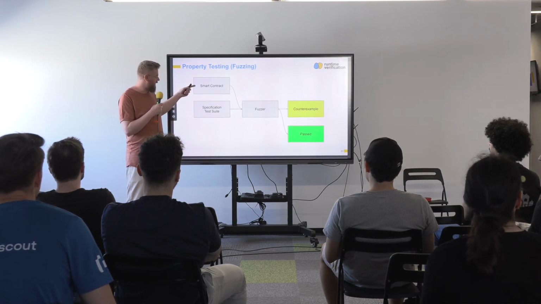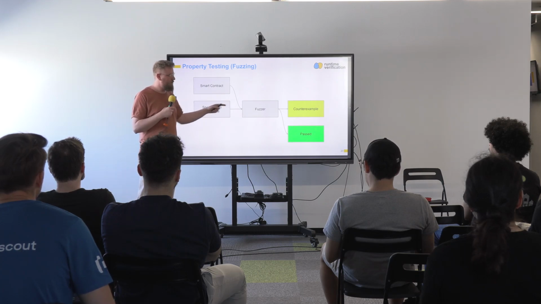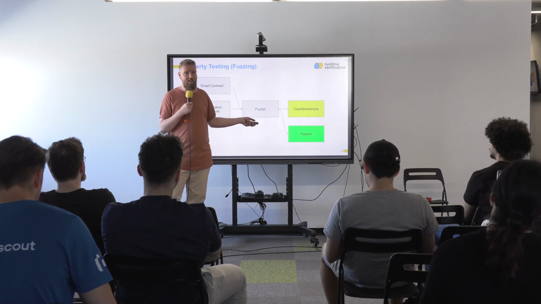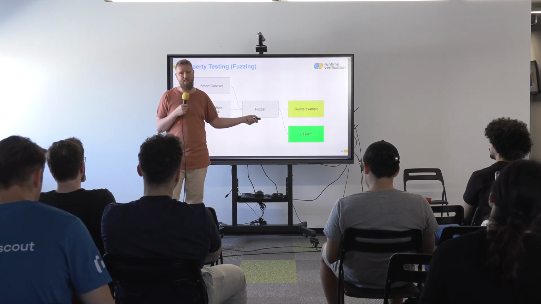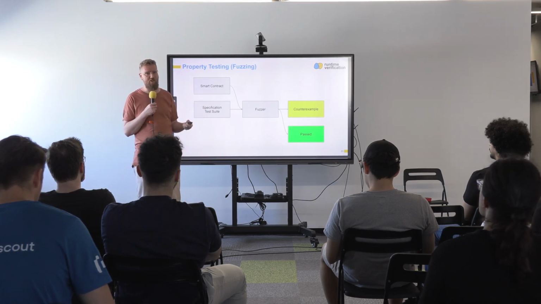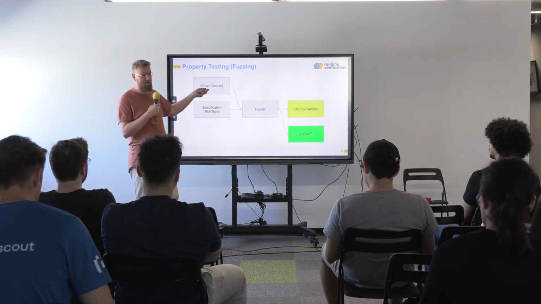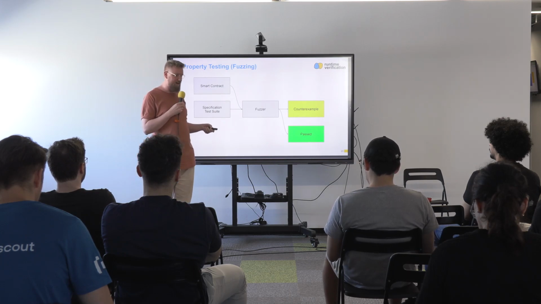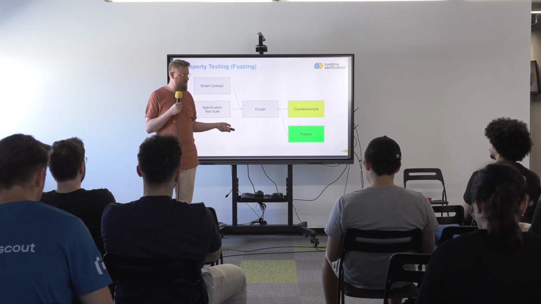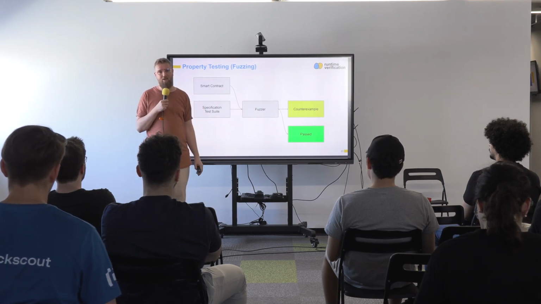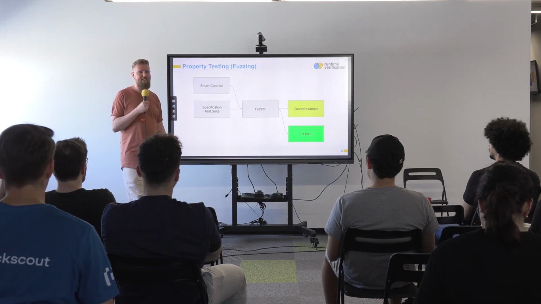So you have smart contracts, you have a test suite, you run your fuzzer on it, and maybe you're lucky and you find a counterexample, and that's great actually. It's not bad, because then you know you have a bug in your smart contracts and you need to fix it, and then you can run it again. That's super cool. And eventually your fuzzer says, hey, your test passed.